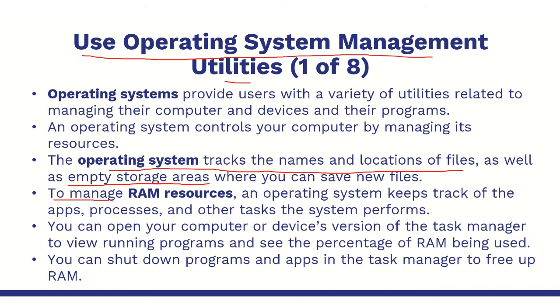In order to manage RAM's resources, an operating system keeps track of the applications, processes, and other tasks the system performs. You can open your computer or device's version of the task manager to view running programs and see the percentage of RAM being used. You can shut down programs and applications in the task manager to free up the RAM.